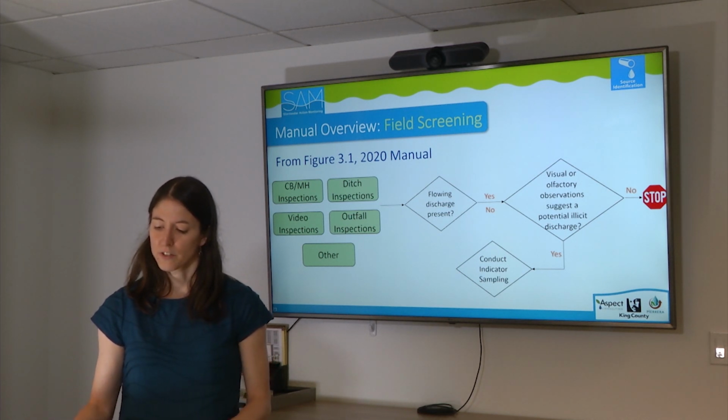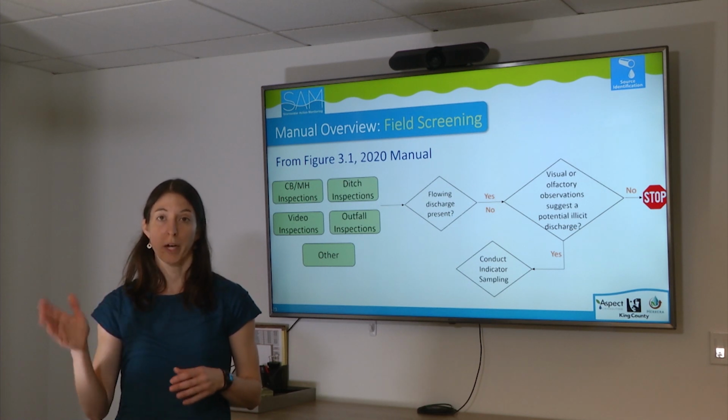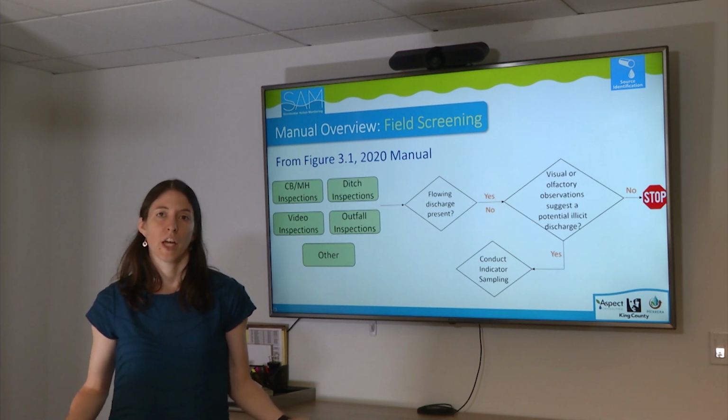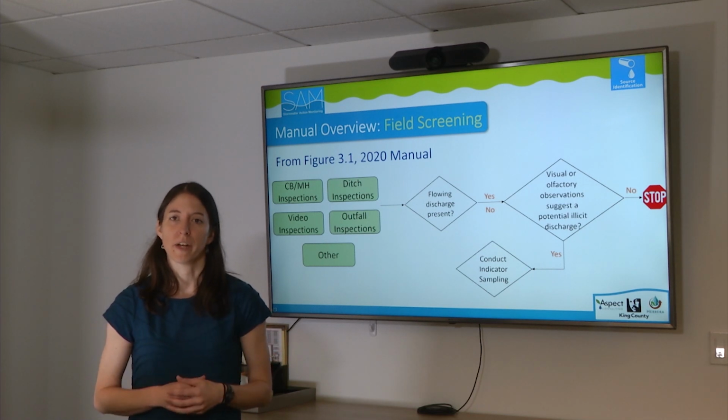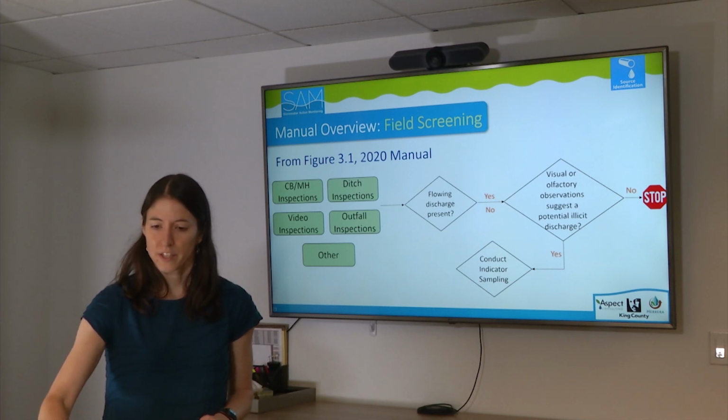So one thing to point out here is the 2013 manual had a separate track for pipe systems versus ditch systems, and we've consolidated this into a single flowchart in the 2020 manual just to make it a little more streamlined. So that's one change there.